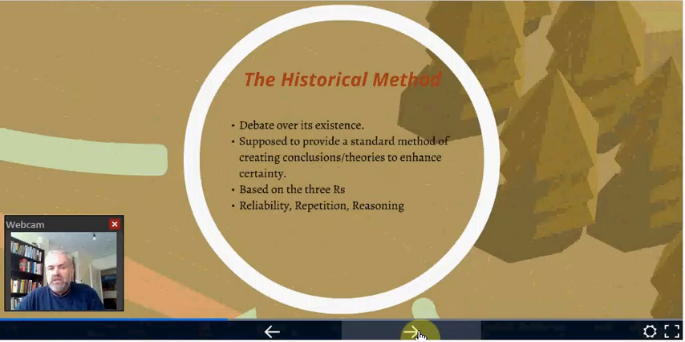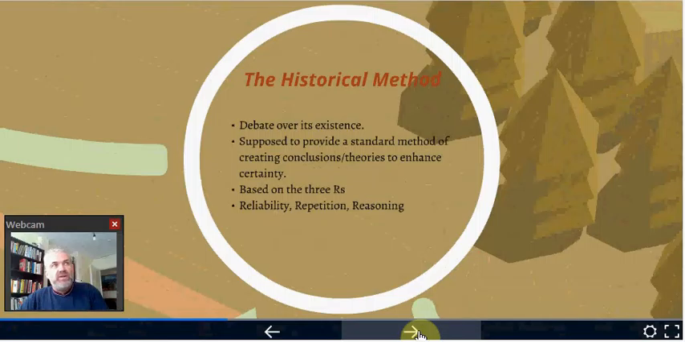Virtually all scientists in the world agree on the scientific method. They agree on what it is, they agree on how to go about it, and they agree that it's the best way to achieve certainty in the natural sciences. Well, sadly, history is not quite that concrete. There is debate over the existence of the historical method.